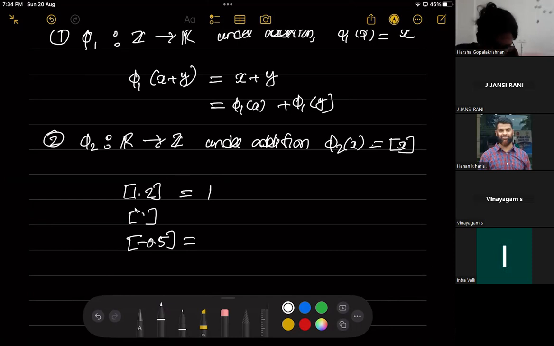Do you know the greatest integer function? Hello, am I audible? Can anyone respond? Okay. So I hope you have doubt with the greatest integer. Phi 2 of x, ma'am. Phi 2 of x equal to something. What is this, ma'am? Okay, that is what I'm saying. Greatest integer of x. Do you know what the greatest integer function is?